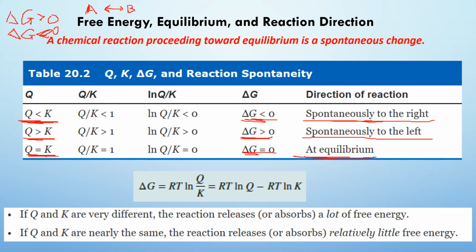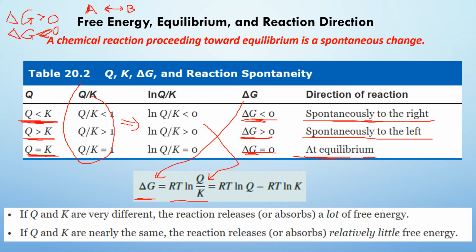Now you can see that we can not only compare Q and K, we can also determine spontaneity based on the sign of delta G. We can relate these two terms using the equation that delta G is equal to RT times the natural log of the ratio of Q over K. Here delta G is involved and the ratio of Q over K. When we compare Q over K, there's a ratio here, and we take the natural log of it.